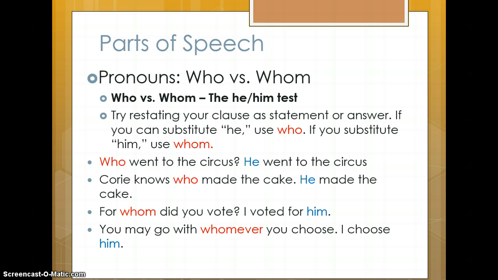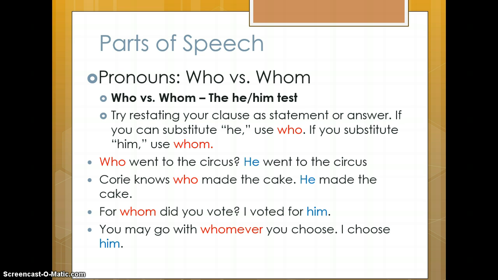Here's a good way to figure out how you should use who versus whom. You use other pronouns in its place in order to test it. So, restate the clause as a statement or as an answer. If you can substitute he for it, you want to use who. If you can substitute him, you want to use whom. So for example, who went to the circus? Well, we would answer that by saying he went to the circus. He matches up with who, I'm sorry.